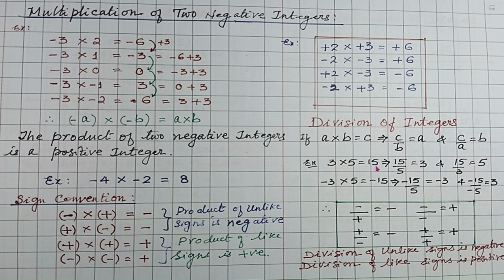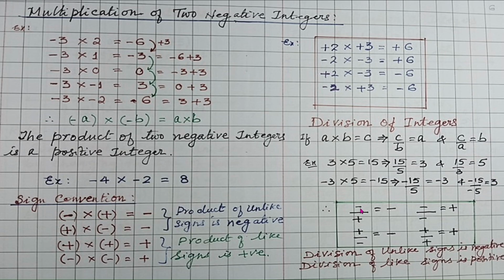If 3 into 5 is 15, then 15 by 5 is 3, 15 by 3 is equal to 5. Minus 3 into 5, the product is of unlike signs, so minus 15. So when I divide minus 15 by 5, I get minus 3. So division of minus with plus is always minus. Division of minus with minus is always plus. So this rule we have to remember.